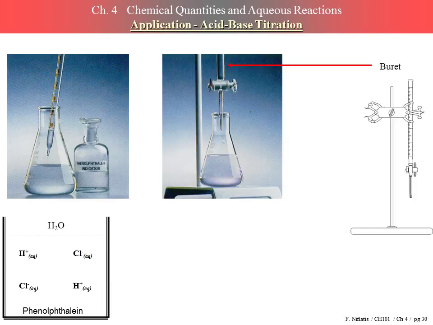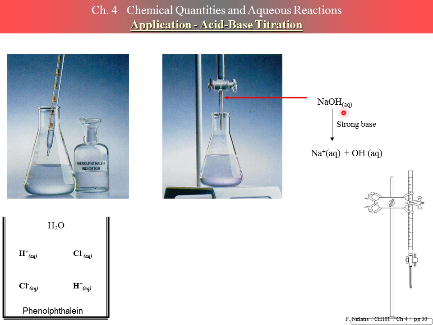We are going to use a burette. That's a burette. We have used it during our first lab. In here I'm going to have sodium hydroxide. I know the concentration of the sodium hydroxide and I'm going to start adding it drop by drop, slowly, until my solution turns pink. Let's see what is going to happen. Let's follow the process.